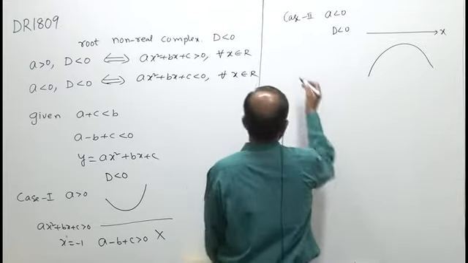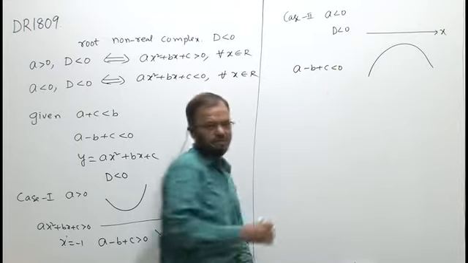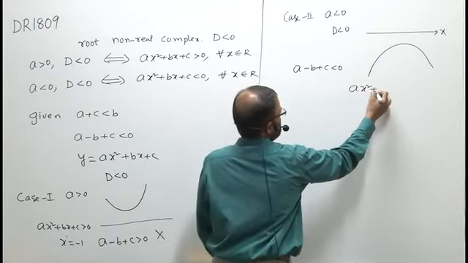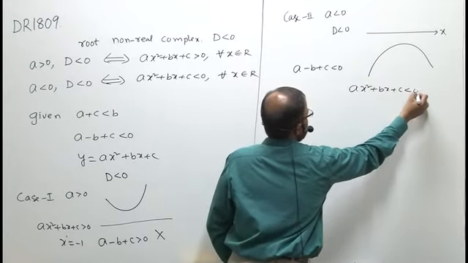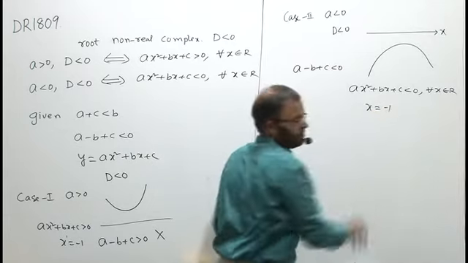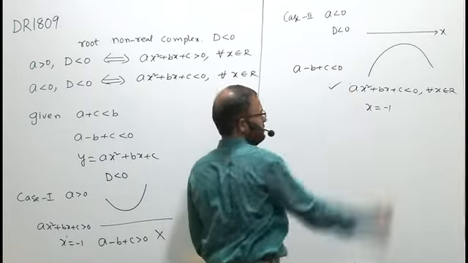I can check the condition here. a minus b plus c is less than 0, yes, it is true, because I know that ax square plus bx plus c is less than 0 for every x belongs to R. I am putting x is equal to minus 1. Then it is true. This is acceptable.